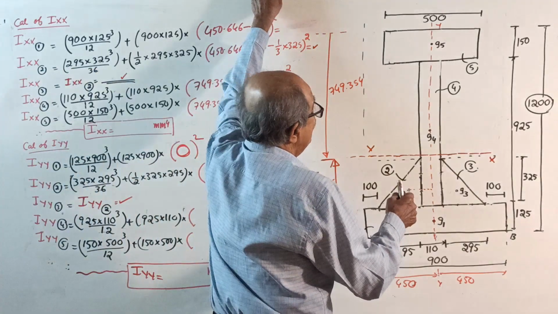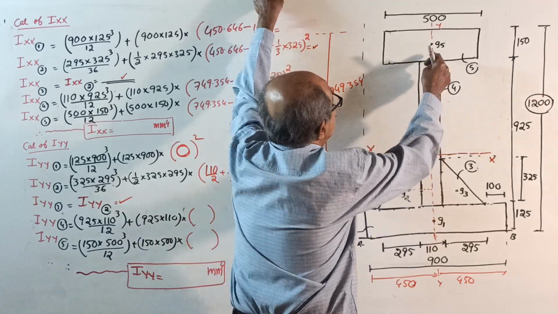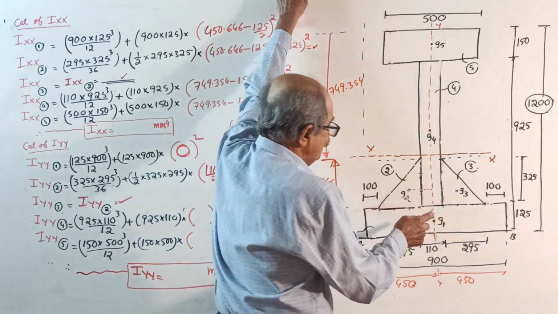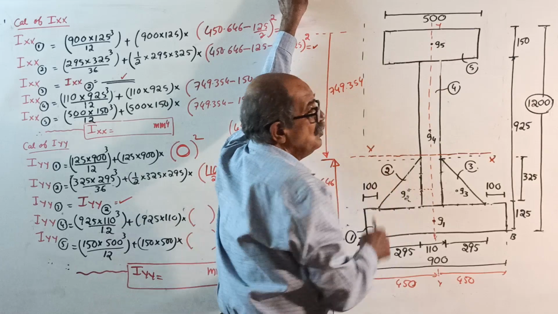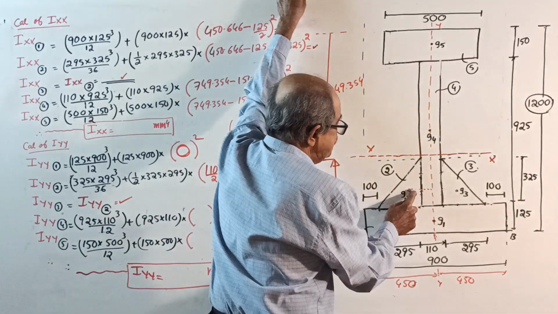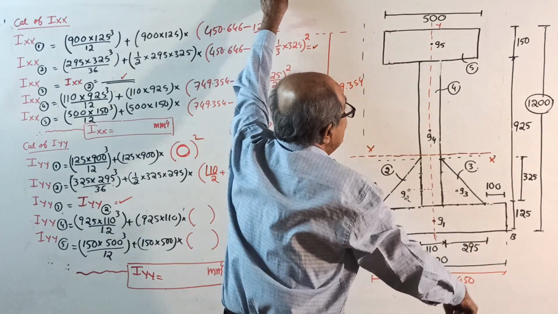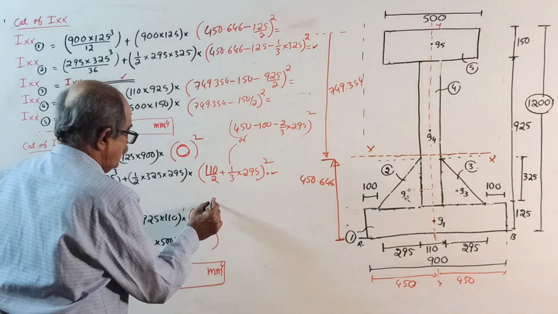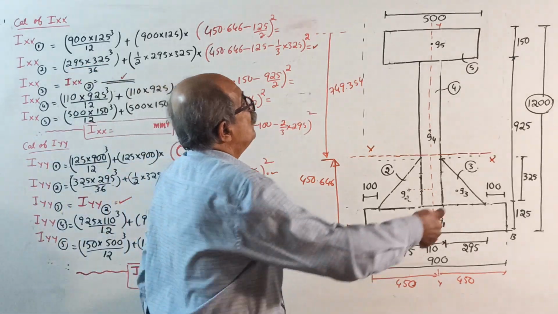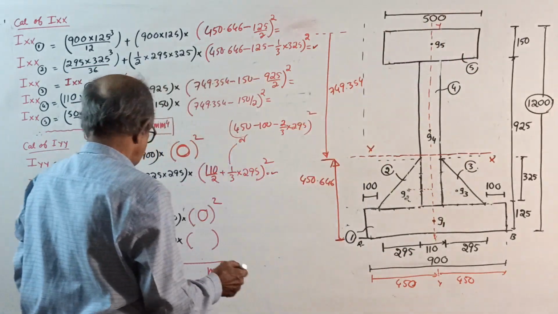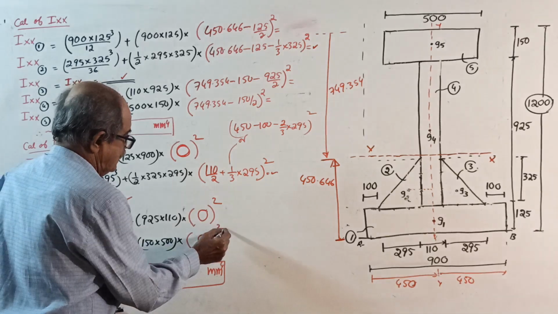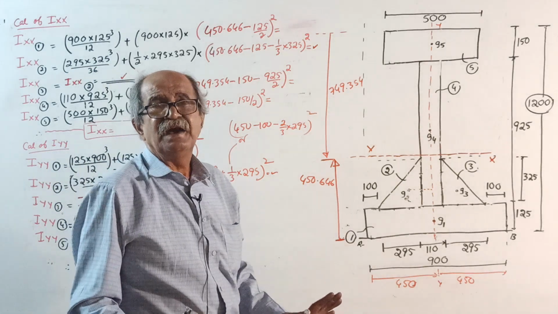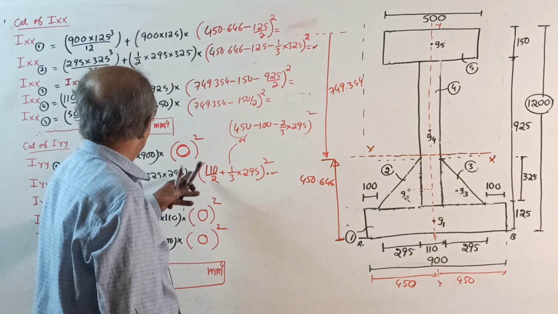Iyy for 4: for 1, 4 and 5, area into 0 square. Why? Because G1, G4 and G5 lie on YY, but not G2 and G3. Start: 925 into 110 cube by 12 plus area into 0 square. Lastly, that one: 150 into 500 cube by 12 plus that also area into 0 square. Over. Calculate Iyy, write the expression correctly.